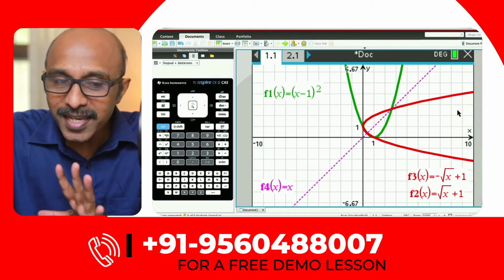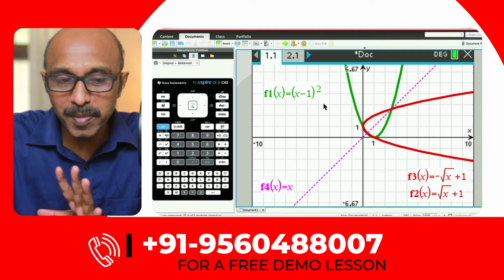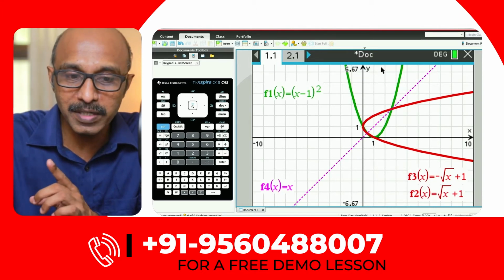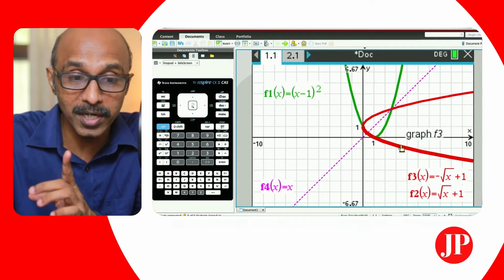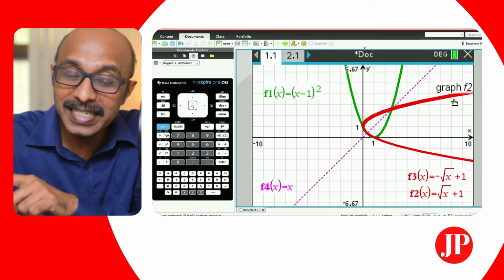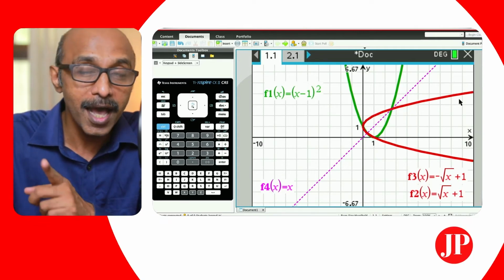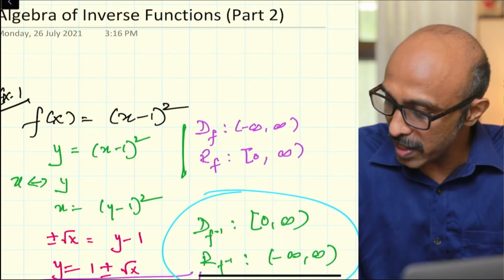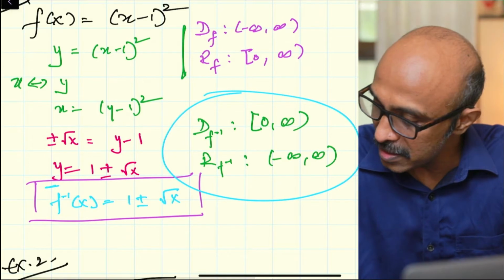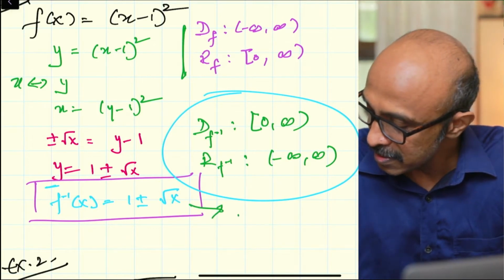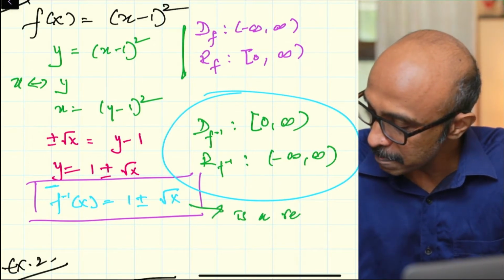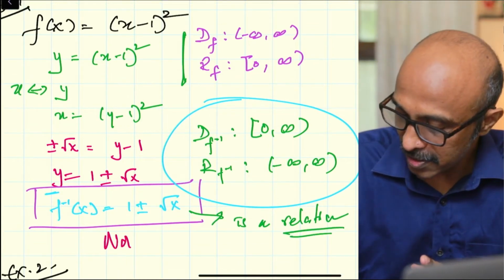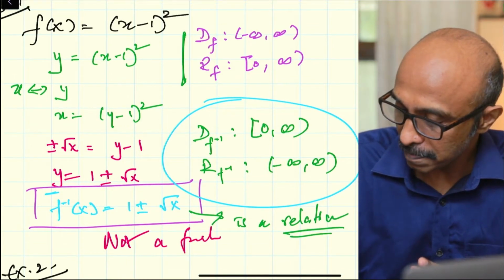So this is a great example of a function, f of x is equal to x minus 1 the whole square. That is a function. The green graph is a function. You see, every vertical line will cut that graph in only 1 point. But its inverse exists as a relation and not a function. That's a very important point to make a note of. So we can make a note here that this inverse is a relation, not a function.